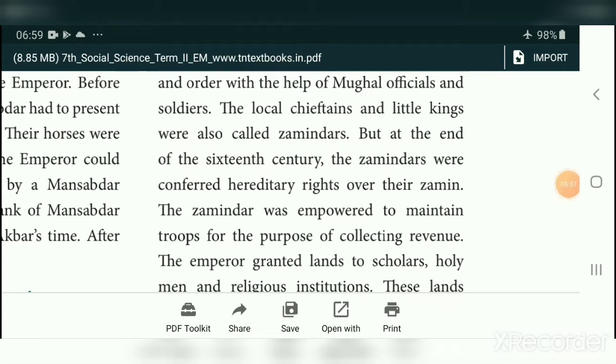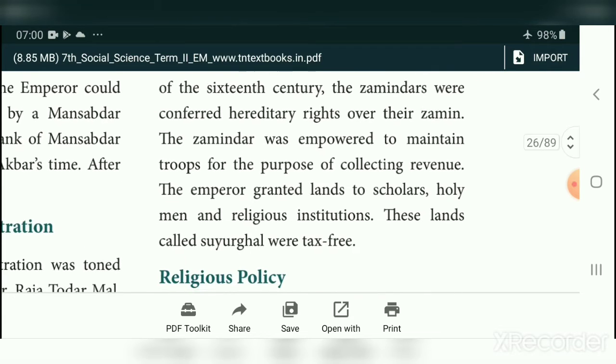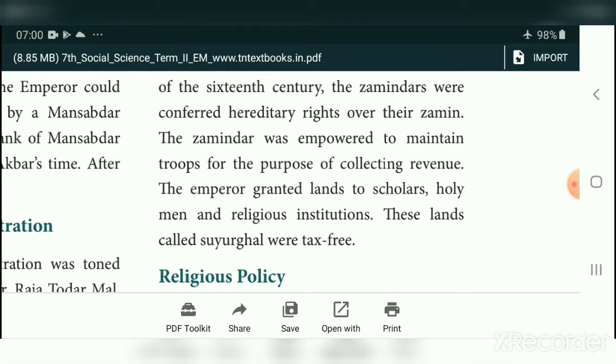But at the end of the 16th century, the zamindars were conferred hereditary rights over their zamin. The zamindar was empowered to maintain troops for the purpose of collecting revenue. So the hereditary right was given to the zamindar. They had the power to maintain law and order and also troops for the purpose of collecting revenue.